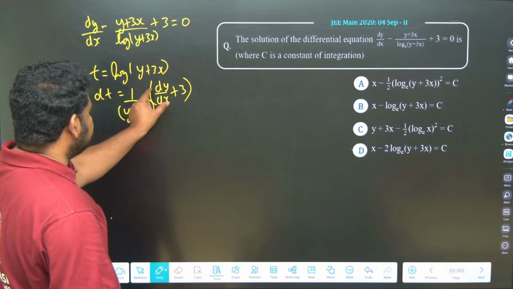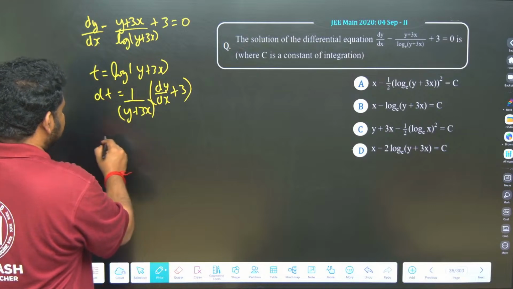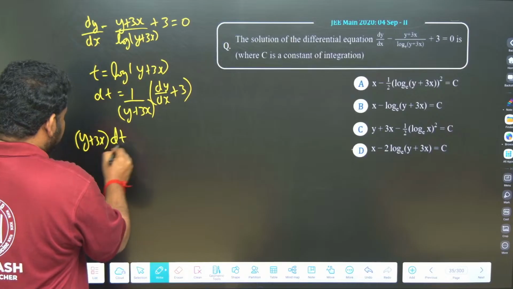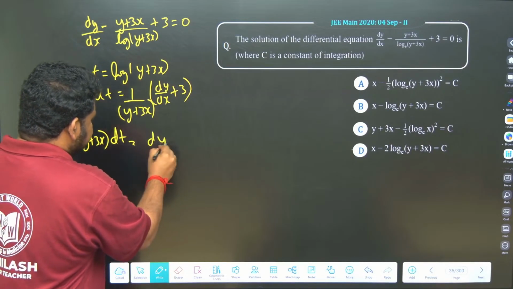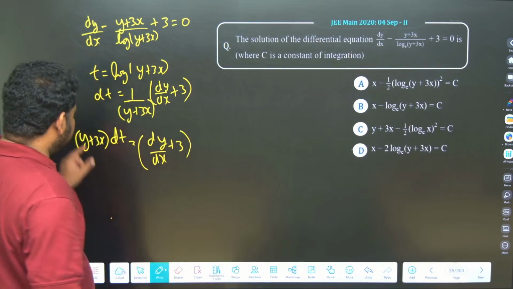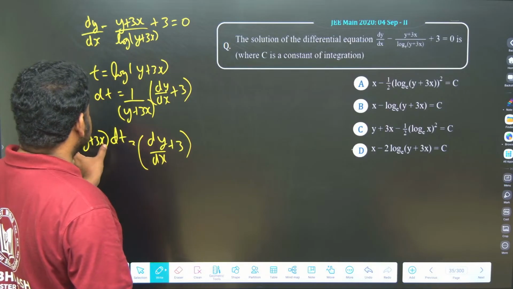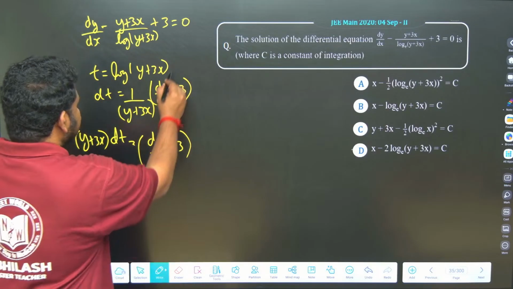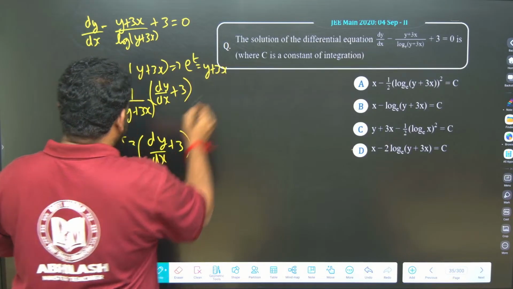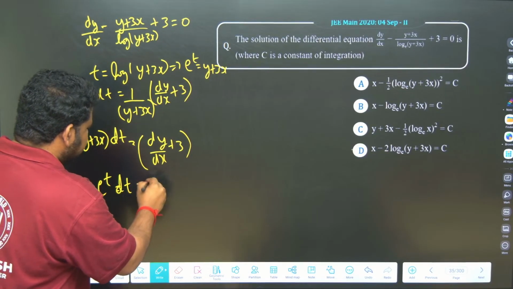Now I want only dy by dx plus 3. So dt into (y plus 3x) is equal to dy by dx plus 3. Now y plus 3x is nothing but equal to what? Here e power t is equal to y plus 3x. So this will become e power t dt is equal to dy by dx plus 3.